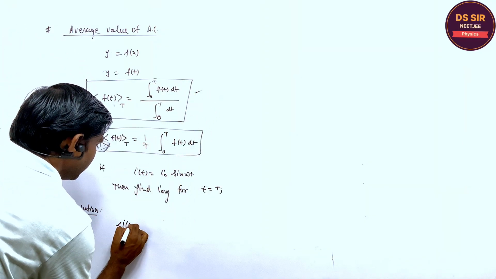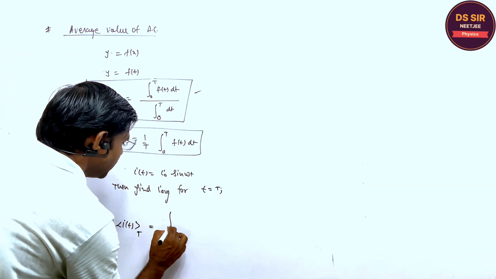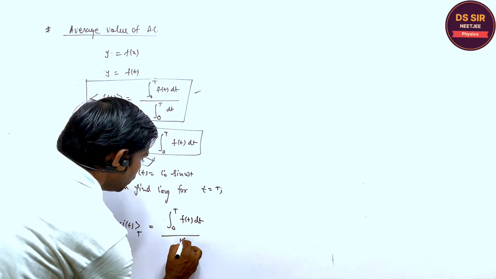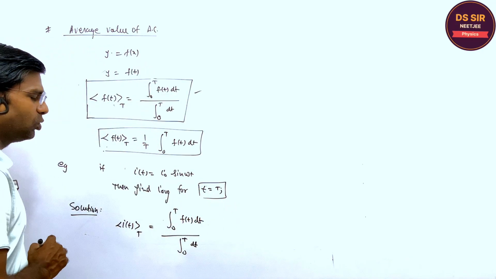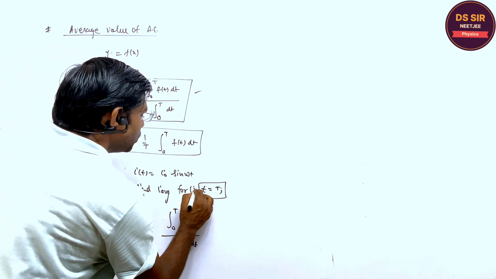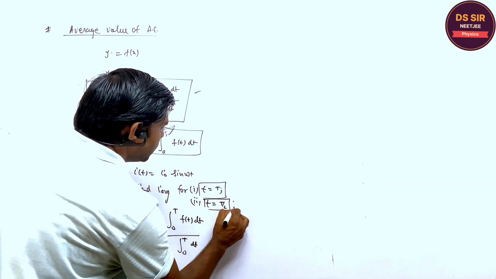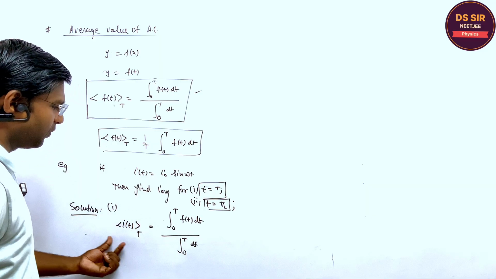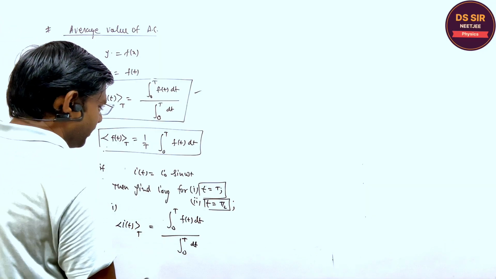So find the average value of this current as a function of time t for one time period: the integral from 0 to T of f(t) dt divided by the integral from 0 to T of dt, right? They are asking the average value for the full time interval first, and second for the half time interval also you have to find. So there are two parts, right? First, for the complete time interval we are finding the average value.